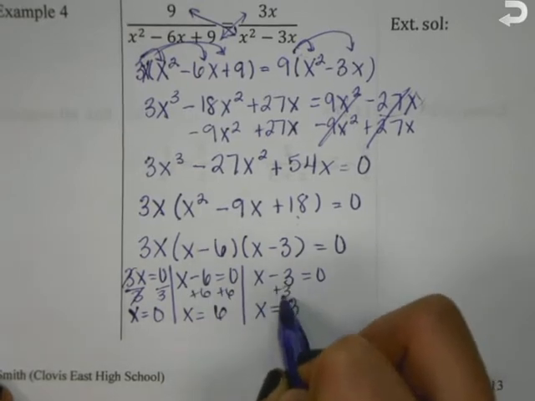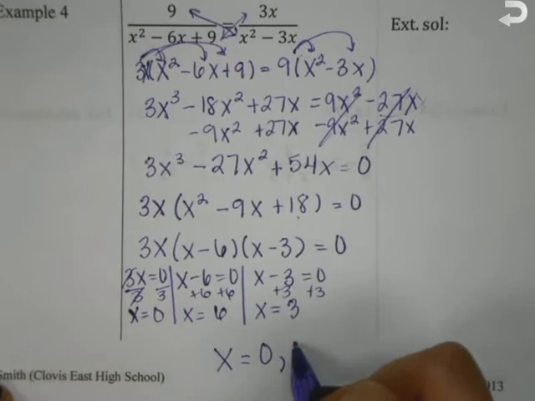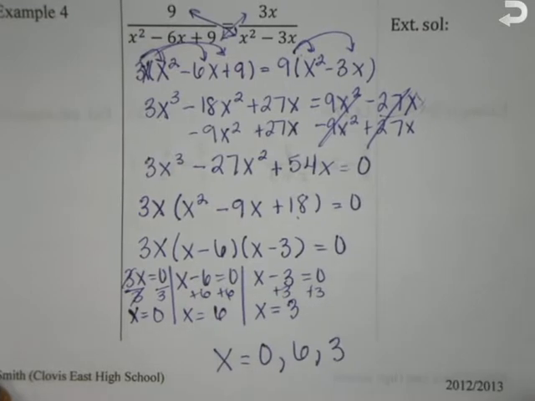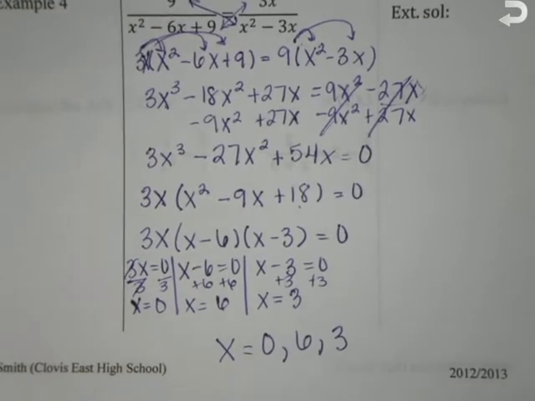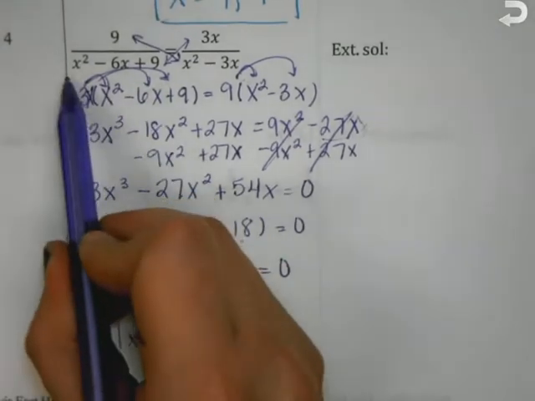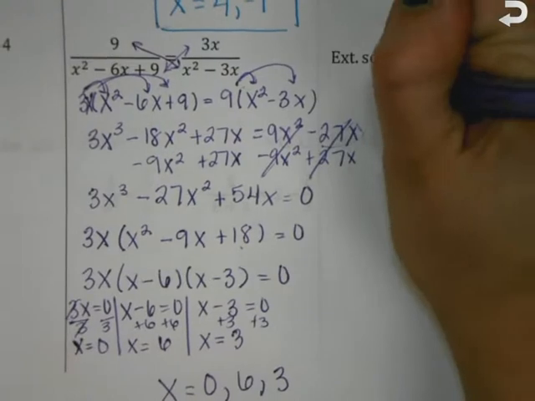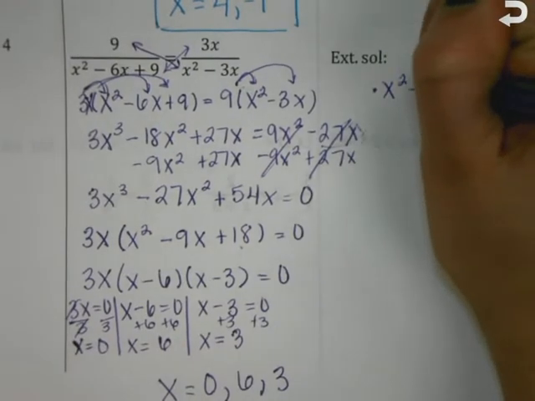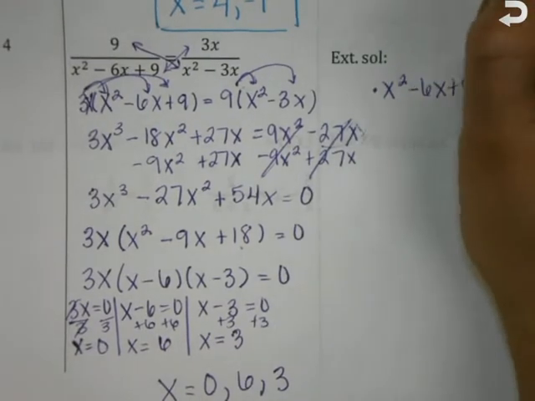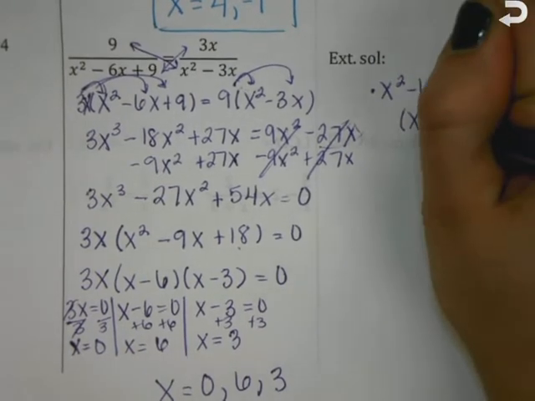Before you box it up, let's check for extraneous solutions. So I take each of the denominators and set them equal to 0. So x squared minus 6x plus 9 equals 0. That factors to x minus 3 times x minus 3 equals 0. So what would my answer be there? 3. So x cannot equal 3.